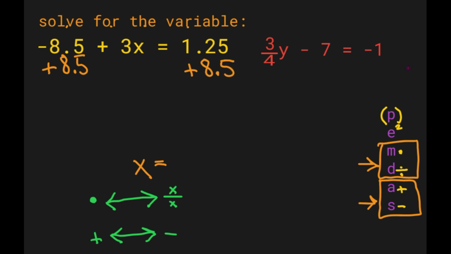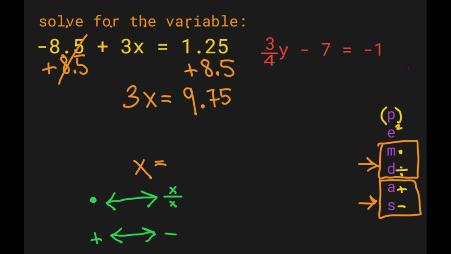Now, 8.5 doesn't add to 3x because different family, but it adds very nicely to negative 8.5. In fact, they cancel, and that was the whole purpose. I'm sitting here now with 3x equals 8.5 plus 1.25 in my calculator, or if you're on YouTube, go look up how to add decimals. 8 plus 1 is 9.25 plus 0.5. 25 cents plus 50 cents is 75 cents.